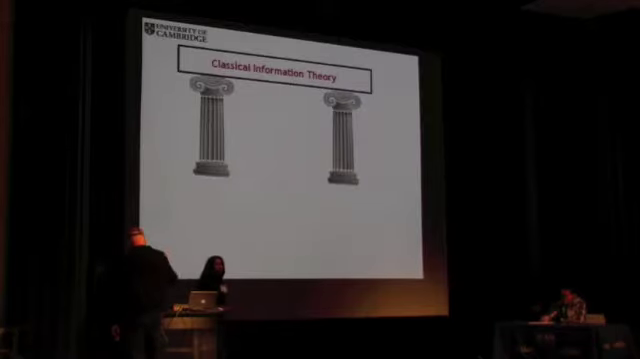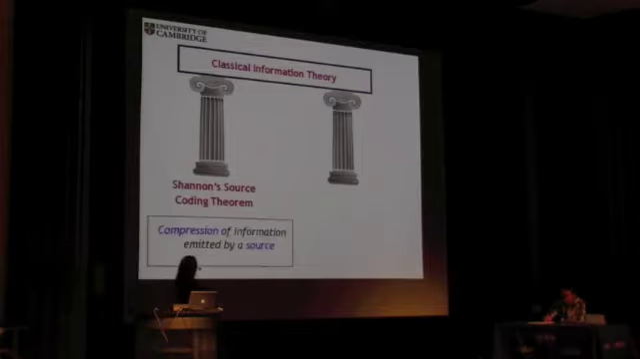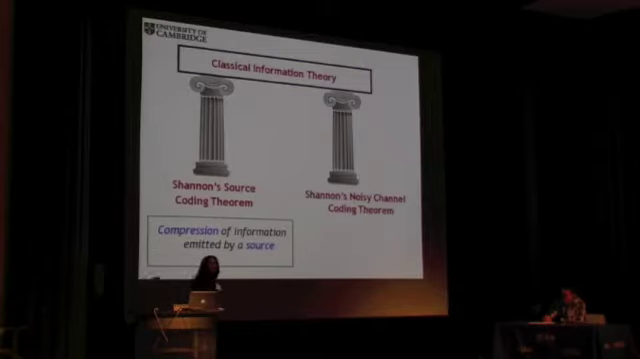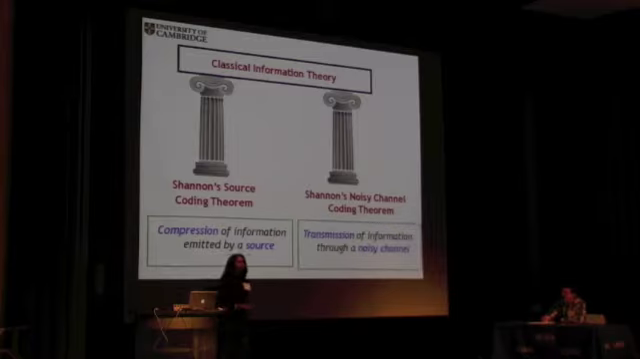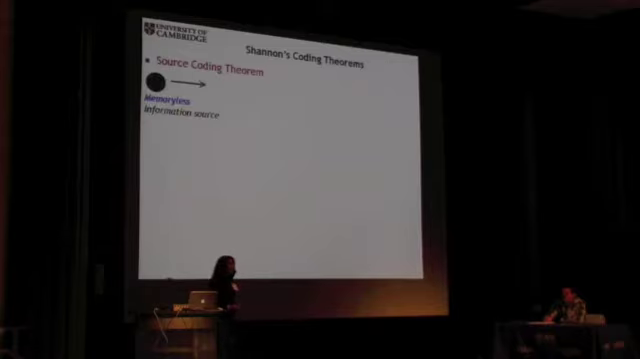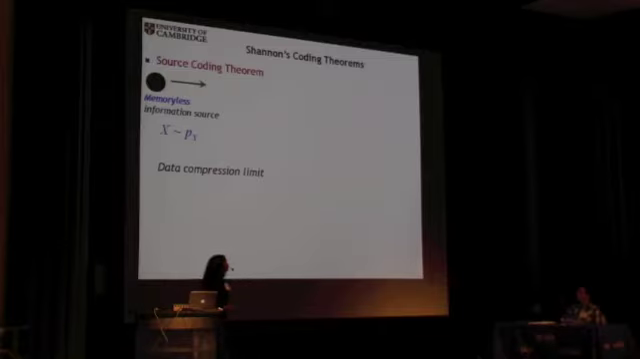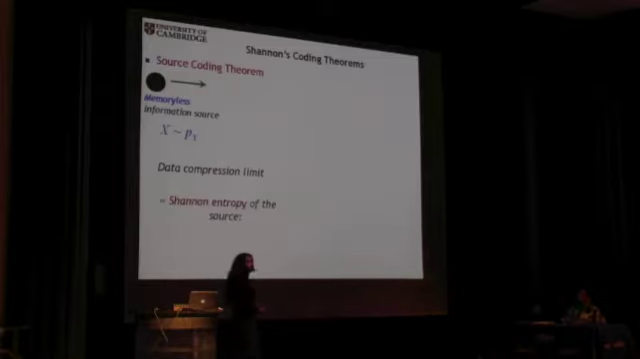So two important pillars of classical information theory are Shannon's source coding theorem, which deals with the compression of information emitted by a source, and Shannon's noisy channel coding theorem, which deals with transmission of information through a noisy channel. The source coding theorem tells us that if you have a memoryless information source, say characterized by a random variable X with probability mass function p of x, then the fundamental limit on the rate of data compression is given by the Shannon entropy of the source, which we denote by H of X.